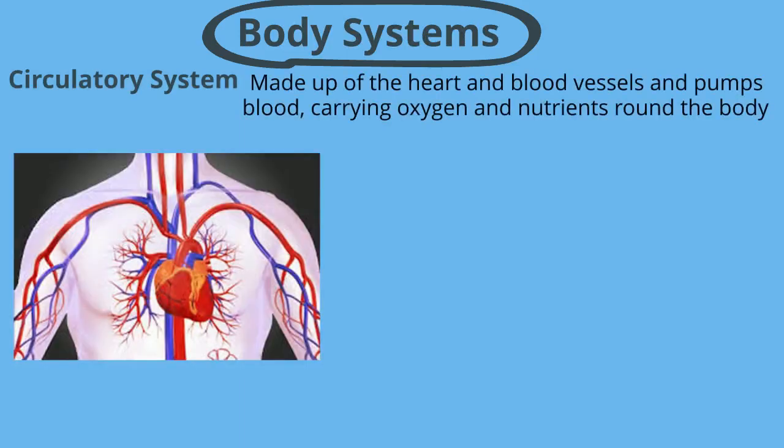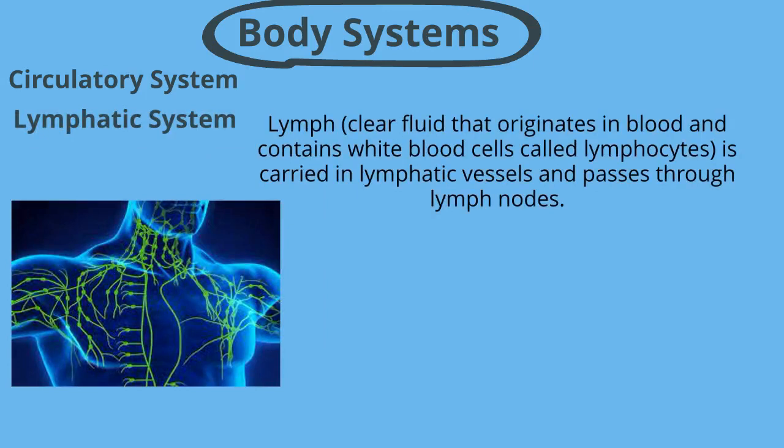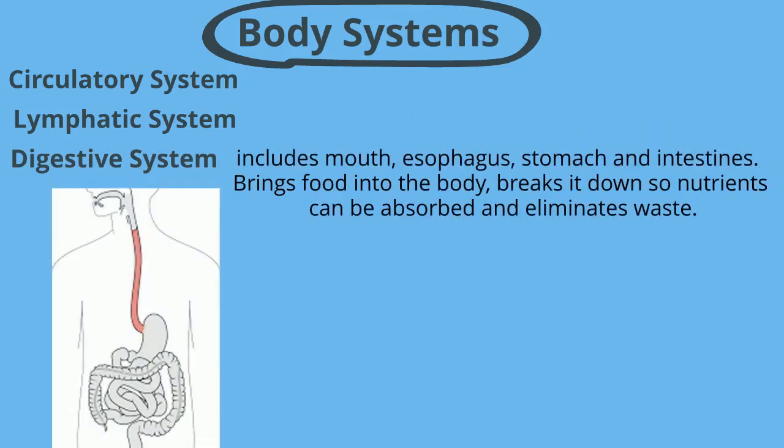Body systems. The circulatory system, also called the cardiovascular system, is made up of the heart and blood vessels. It pumps blood carrying oxygen, nutrients, and waste products around the body. The lymphatic system. The lymph is a clear fluid that originates in the blood and contains white blood cells called lymphocytes. It's carried in lymphatic vessels and passes through lymph nodes. The digestive system includes the mouth, esophagus, stomach, and intestines. It brings food into the body, breaks it down so nutrients can be absorbed, and eliminates waste.